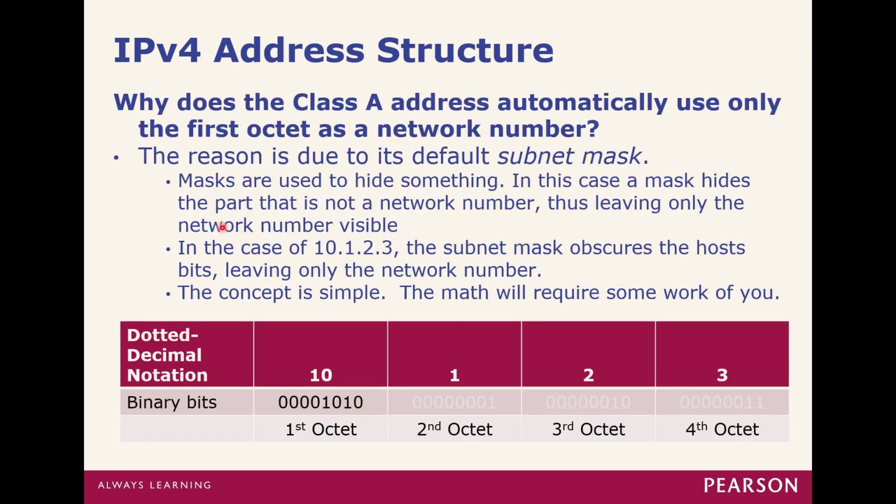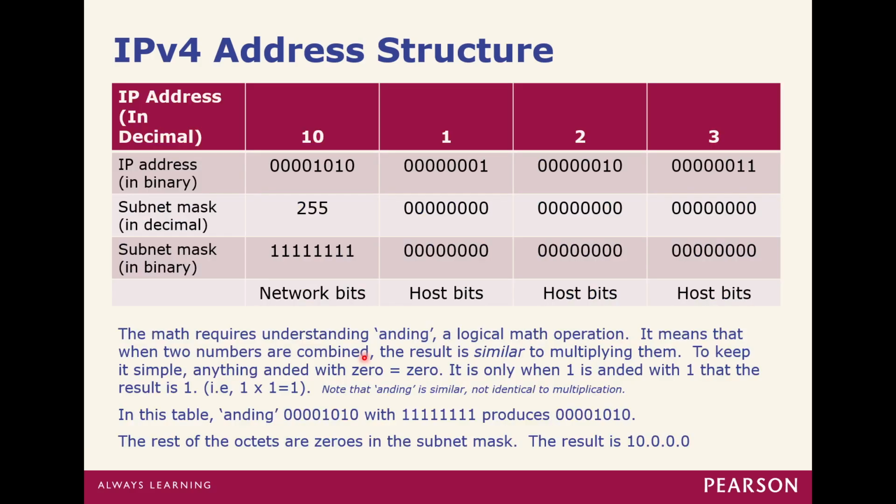Why does a class A address normally use only the first octet as the network number? Because we have something called the subnet mask. That's why it takes the first octet as the network number only. Here we have math, and I will be including a document on Canvas for a better understanding of IP addresses and subnet masks.